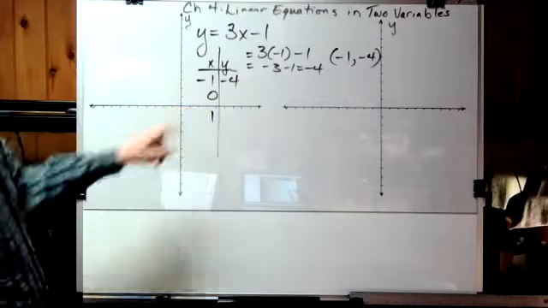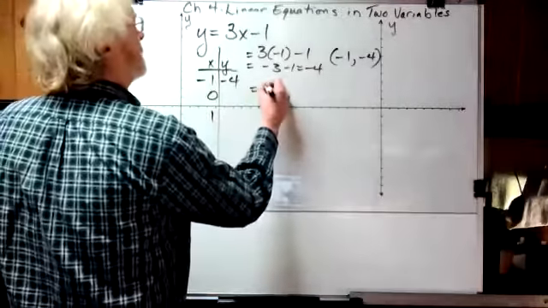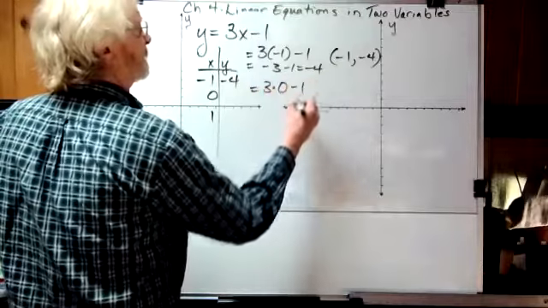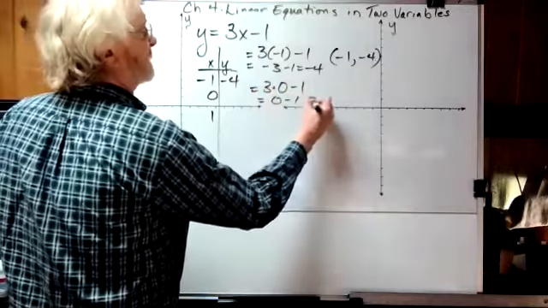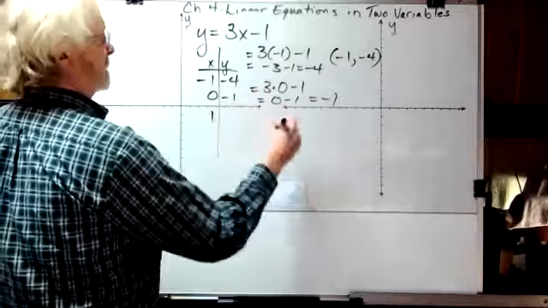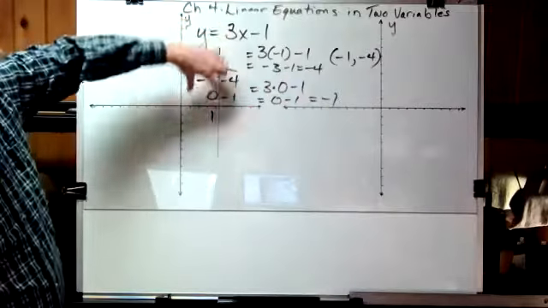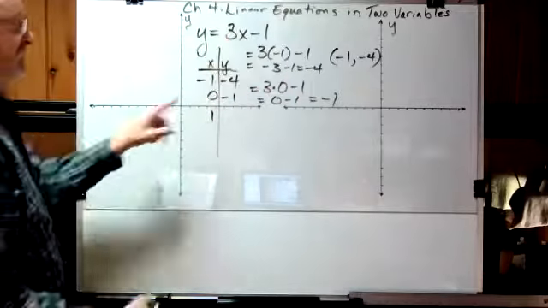What if the x is a 0? 3 times a 0 minus 1. Well, that 0 minus 1 is a -1. Notice here, I've got this kind of set up. These are ordered pairs, 0, -1.